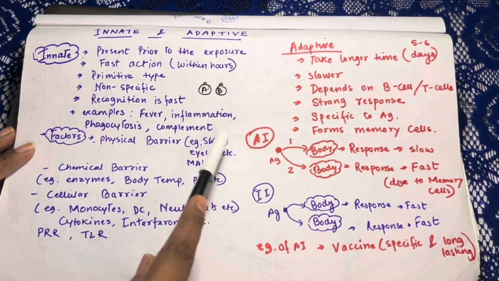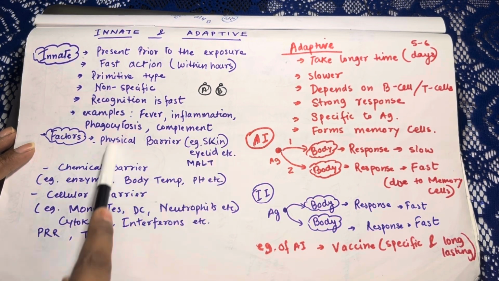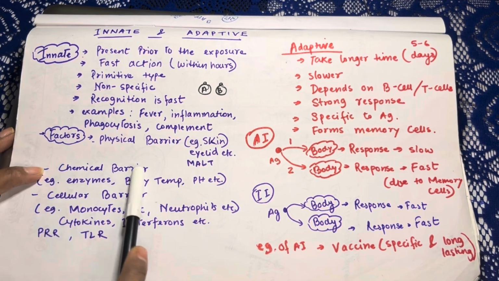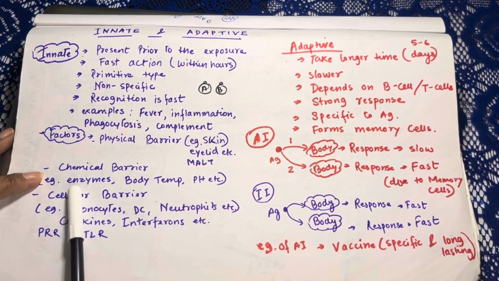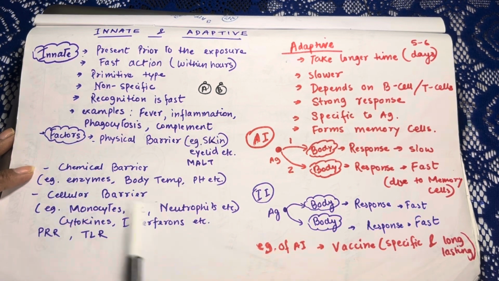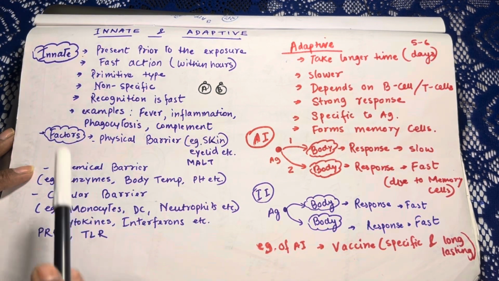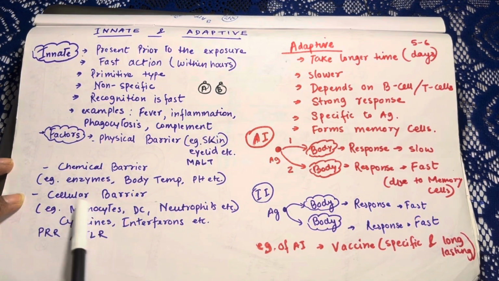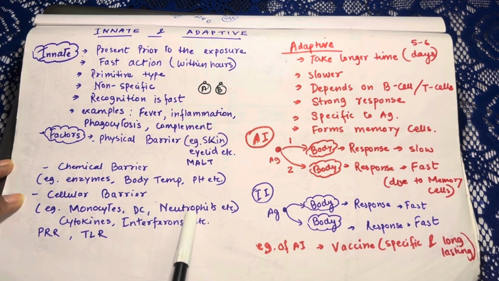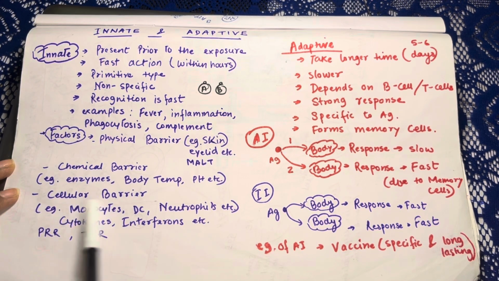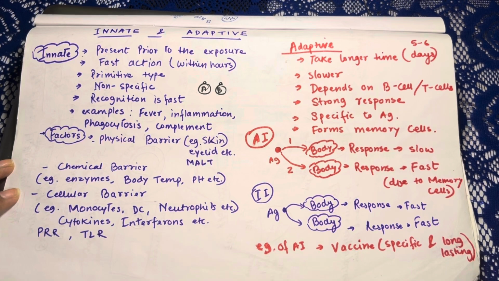Then physical barriers like skin, eyelid, etc. can also act as innate immunity. Chemical barriers include enzymes, body temperature, pH, etc. So all these things are present since birth and they are like the first line of defense. Cellular barrier: monocytes, dendritic cells, neutrophils, whatever cells that we have studied under the myeloid will be the cellular barrier.